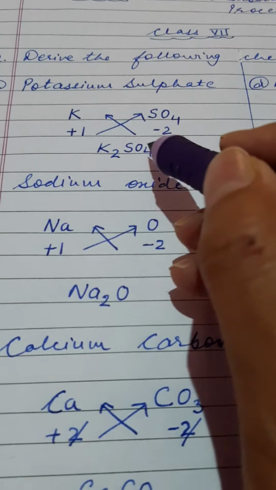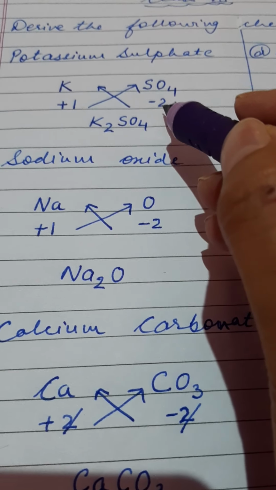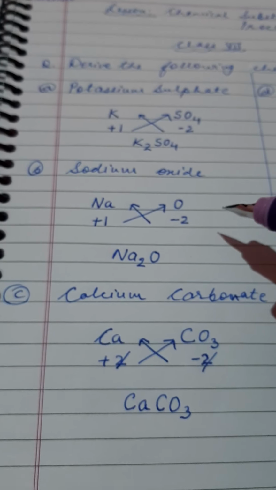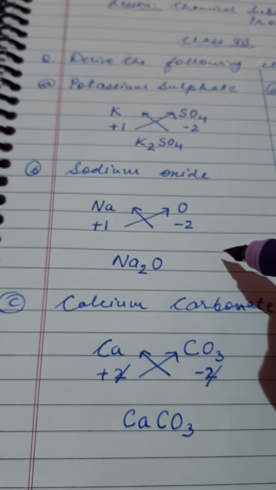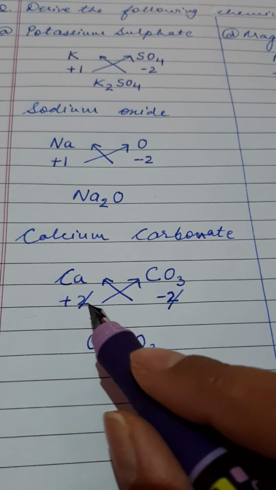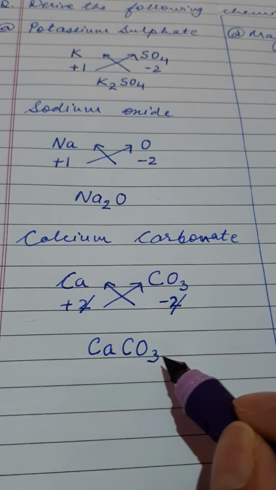So let us just revise it once more. Potassium sulfate, K multiply by 2, sodium multiply by 1, so you get potassium sulfate. In this case also it's similar. So sodium oxide, and in this case what has happened is because they have similar charges, so we were able to cancel them. So we get calcium carbonate.